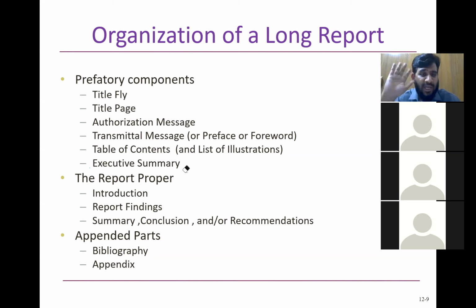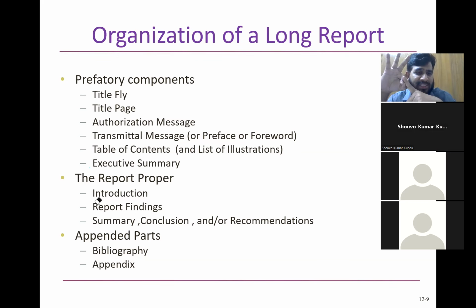And executive summary, I'm going to show you the contents of the executive summary. And then report proper, you will write these things. All right, introduction, report findings, summary, conclusion, recommendation. So what I'm talking about, that literature is one point. 5 components. I have told you 5 components of the report proper, isn't it? One is introduction. Number 2 is literature review. So literature review is absent here, is it? Then methodology is also absent here, is it?